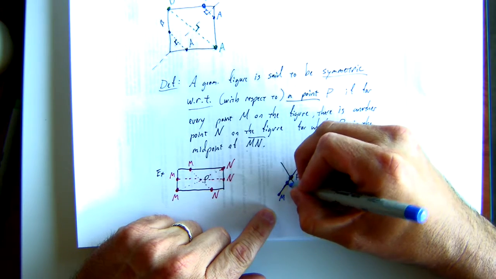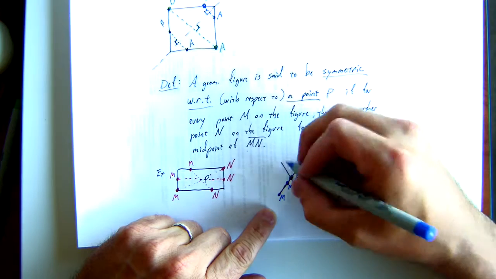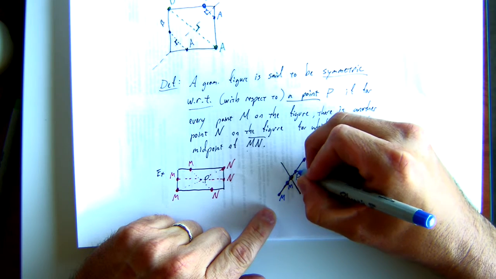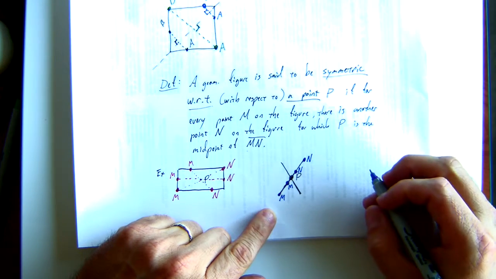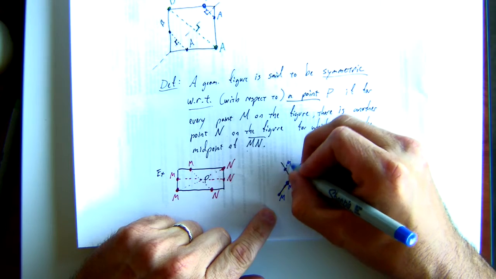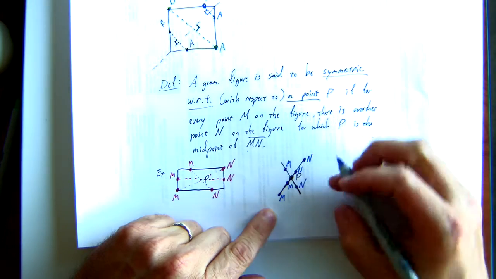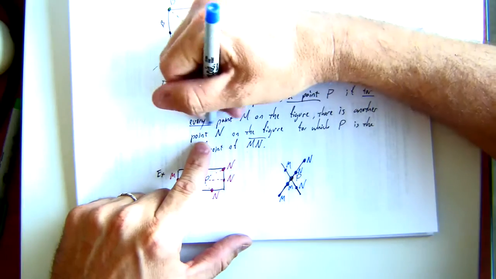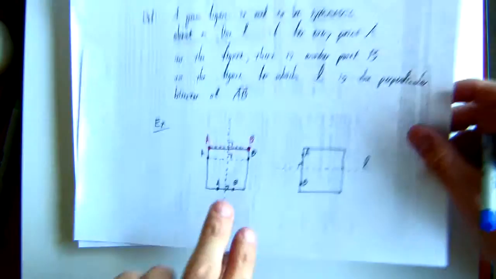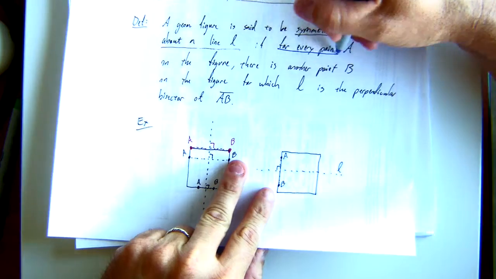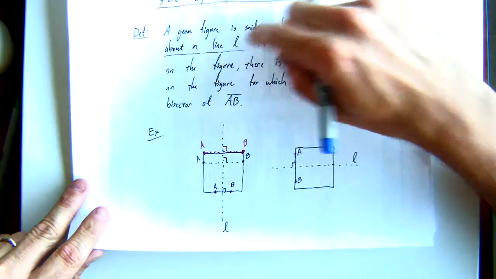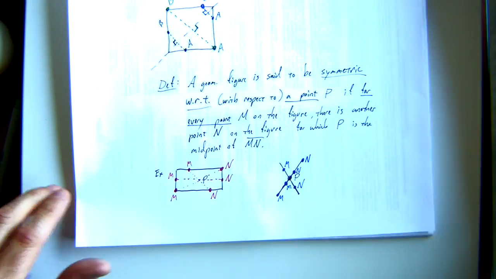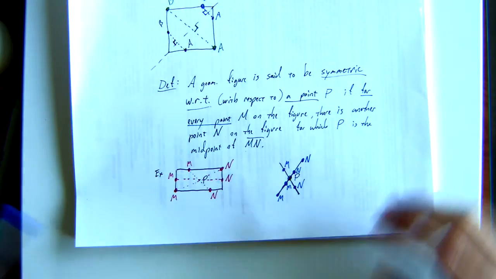I can choose this one to be M, then my N is going to be closer here, and I can do another one, and I can do this. The point is for every point, and again for every point. This is in the definition of symmetry about a point. So that needs to be satisfied.